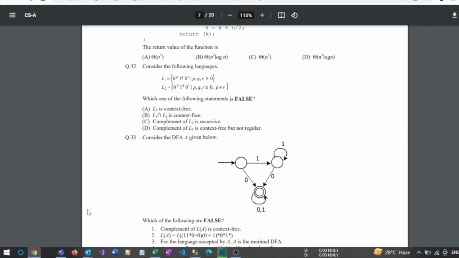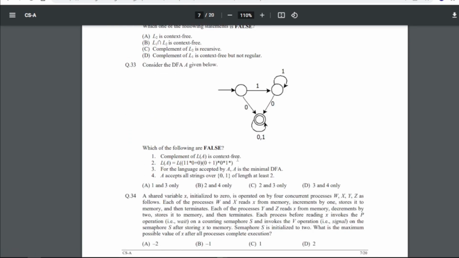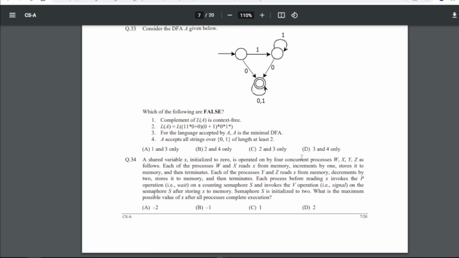Now consider the DFA given below. So this is the DFA, which of the following is false. So again you will have to find the false one. If we check with every option, you will get the answer as D, that is only 3 and 4 are false. That is, for the language accepted by A, the minimal DFA, A accepts all strings over 0 1 of length at least 2. So the fourth will be false for this particular case.